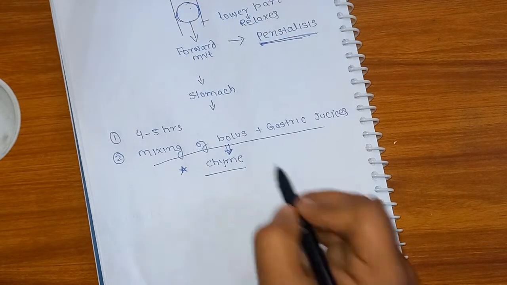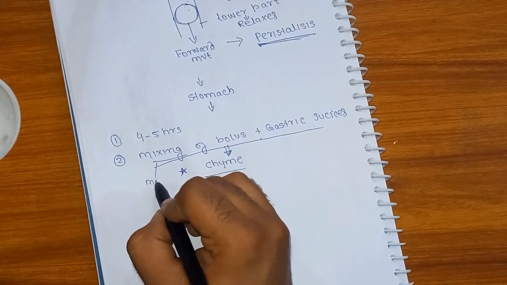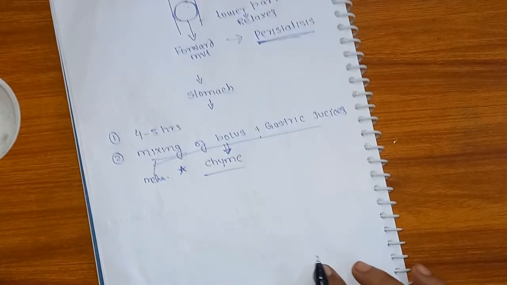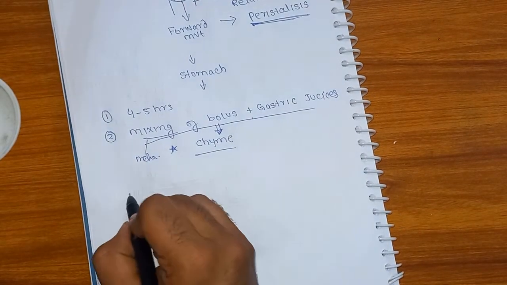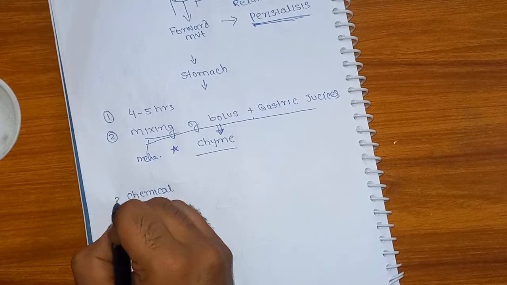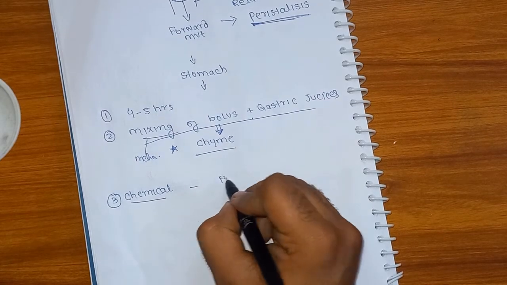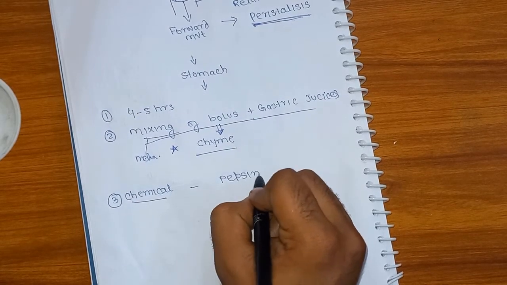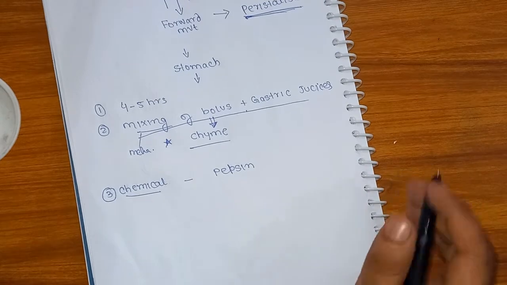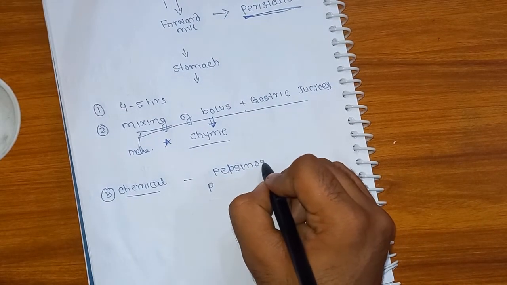Now, this mixing constitutes the mechanical part. Now we're talking about the chemical part. I have told you earlier, the gastric juices are rich in pepsin, which is present in an inactive form, pepsinogen. So we have pepsinogen.